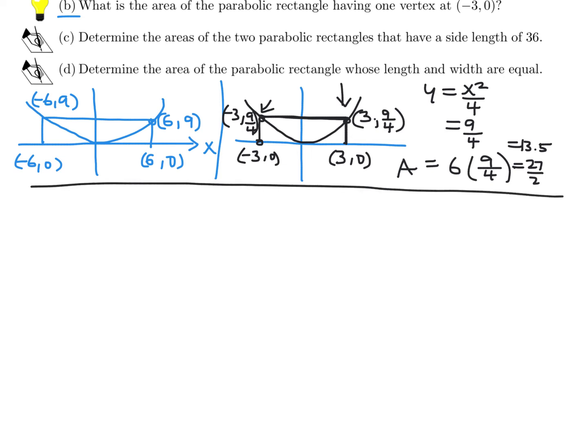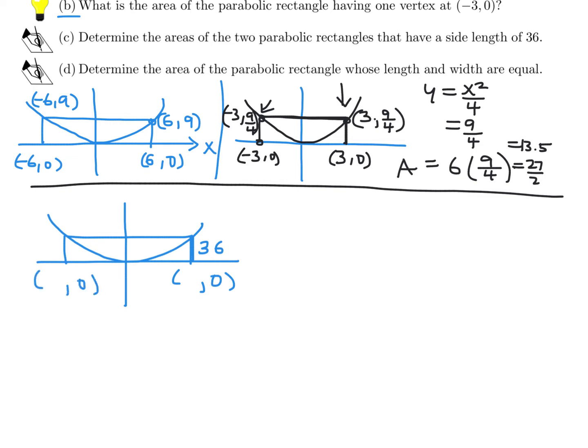All right, moving right along. C, determine the areas of the two parabolic rectangles that have side length 36. Okay, so 2 this time. So let's draw a little diagram. The first scenario is if this side right there is 36. So that would mean that this point is something, 0, and this point would be something, 36, because the height is 36, and this point, of course, would be something, 36 also.